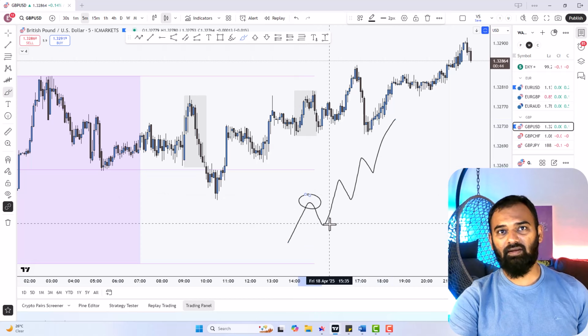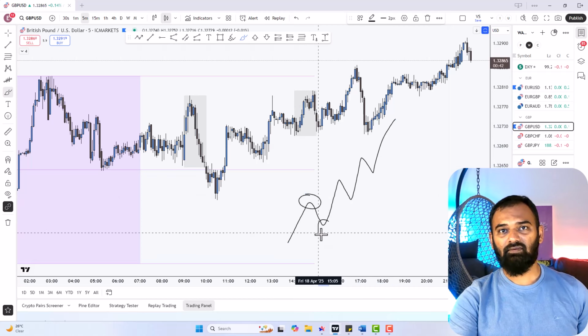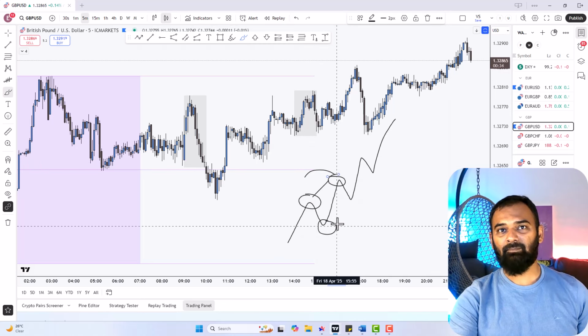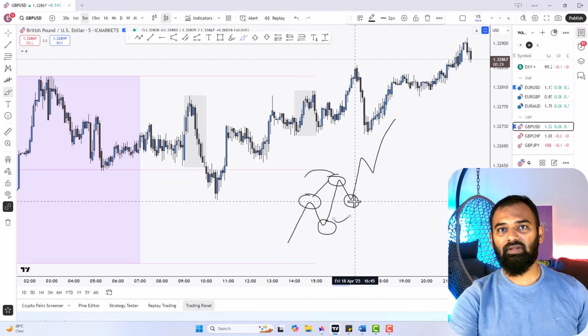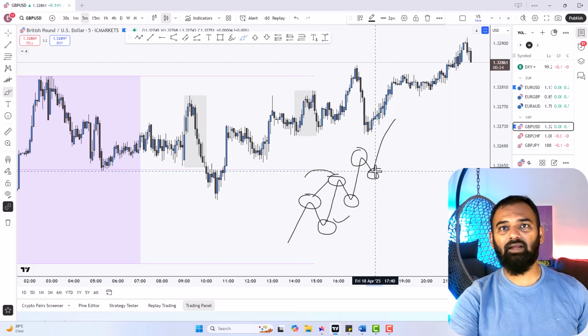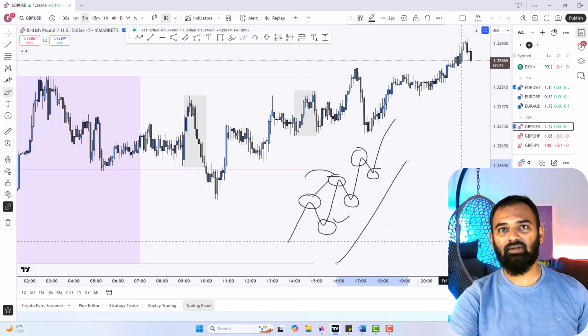This is a higher high, this is a high, then this is a low. Now this high in comparison to this high is a higher high. Similarly, this low in comparison with this particular low is a higher low. So whenever the market is continuously making higher highs and higher lows, the market is in an uptrend.